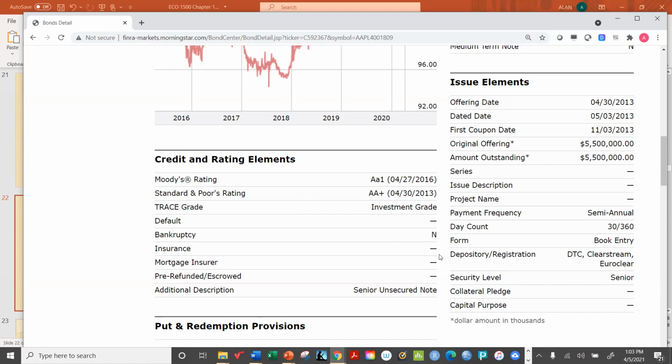All right, and then we have our credit ratings, which I don't know if we discussed this yet or not, but we will. These are credit ratings by the two leading rating agencies, Standard & Poor's and Moody's, which are meant to tell us how safe this bond is. How likely is it that they will make the payments that they've actually promised you?